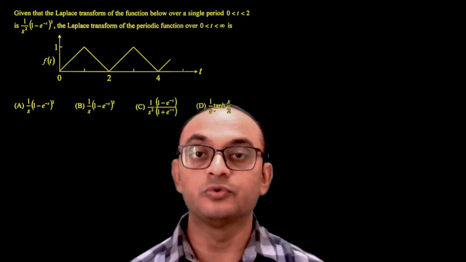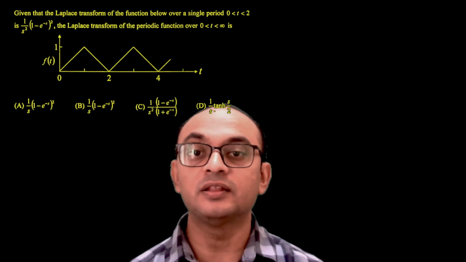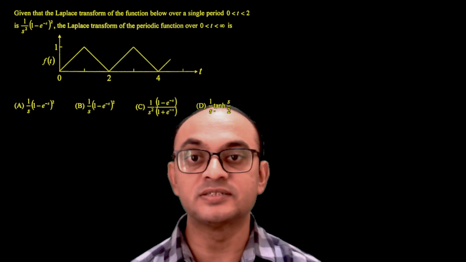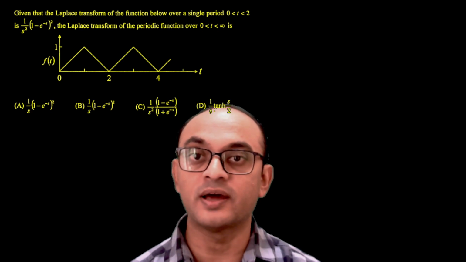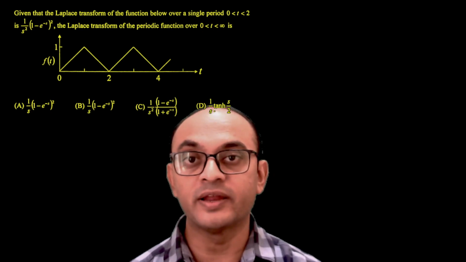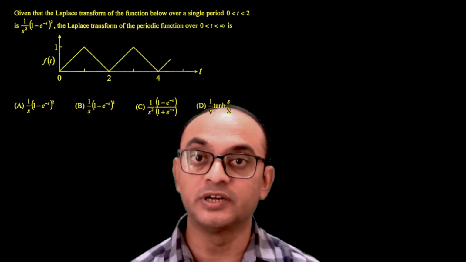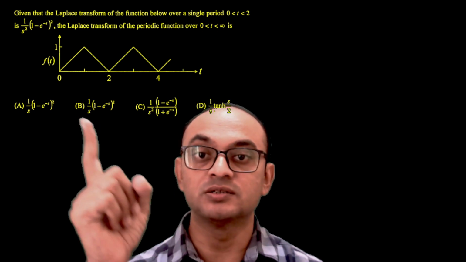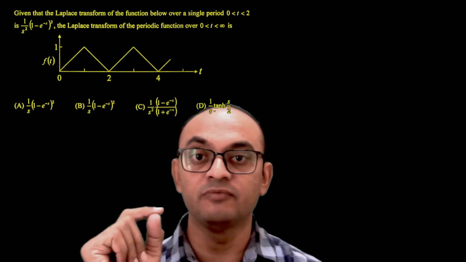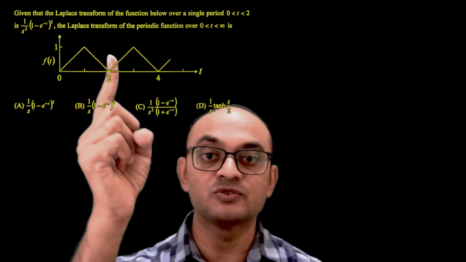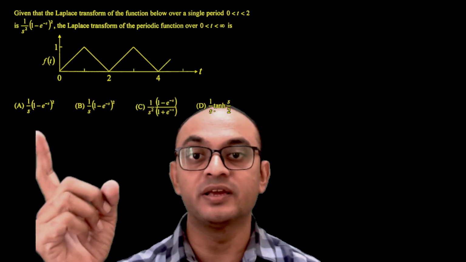Hello students, today's question is: given that the Laplace transform of the function below over a single period 0 < t < 2 is 1/s² times (1 − e^(−s))², then the Laplace transformation of the periodic function over the range 0 to infinity is? So this is the function we have given, and what is the Laplace transformation of this function?